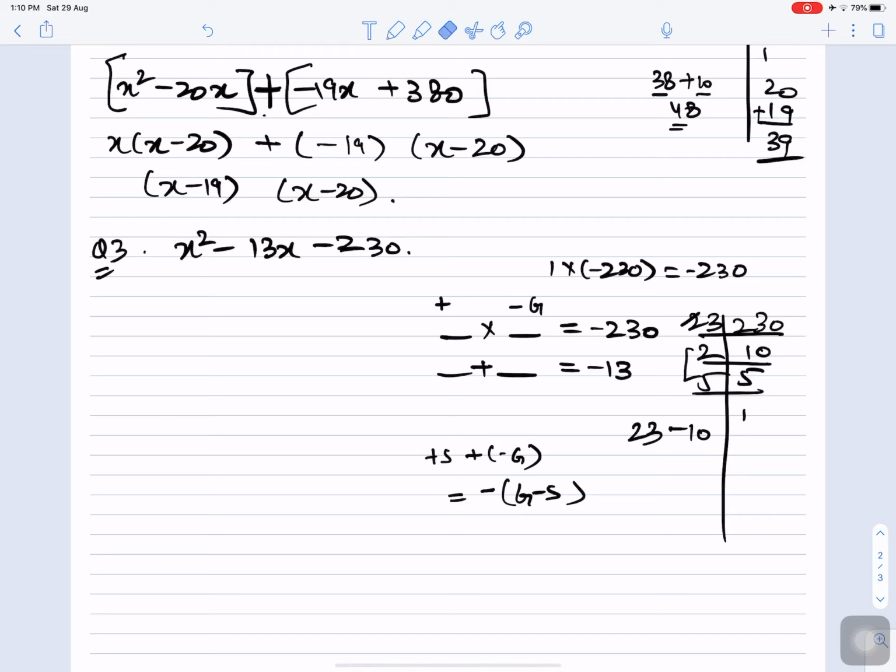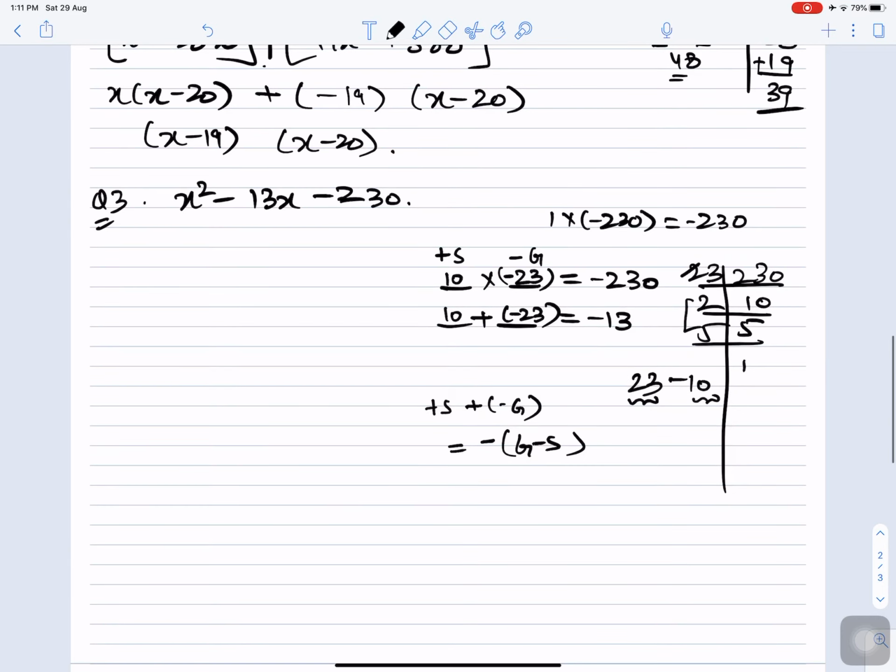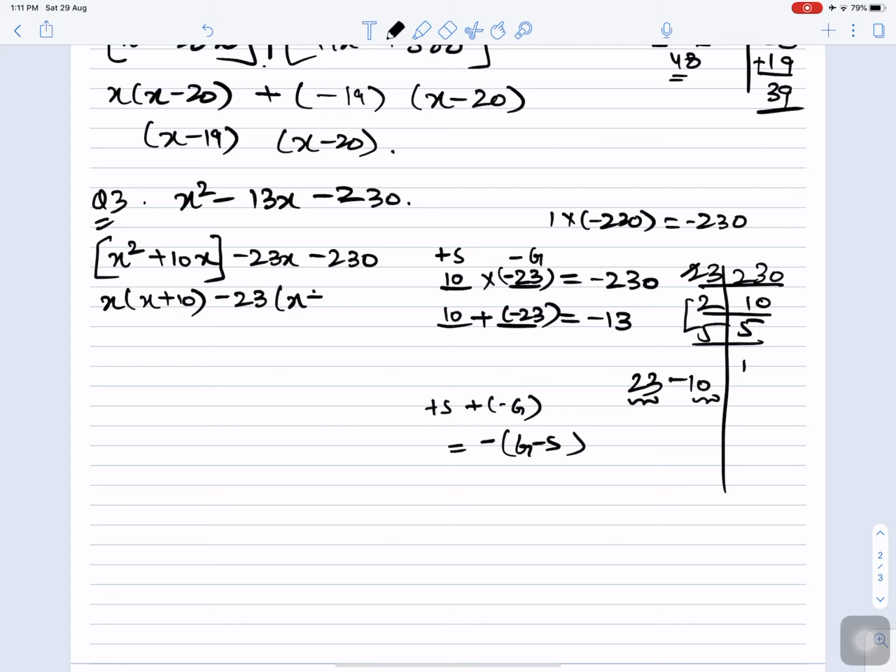Now one thing that you have to take care of. See, you have to take the smaller number with the positive sign and the greater number with the negative sign. Now there is 23 and there is 10. So 10 is the smallest number and 23 is the greatest number. So I will take the negative sign with 23. So this is how my minus 13x will get replaced. The answer comes out to be x square plus 10x minus 23x minus 230. Now I will apply the brackets. Answer comes out to be x plus 10. Now both of them are having a negative sign, so I will take minus 23 and I am left with x plus 10.